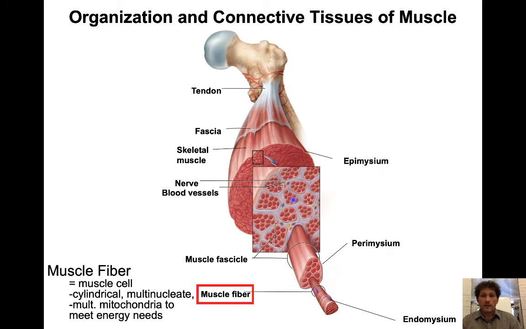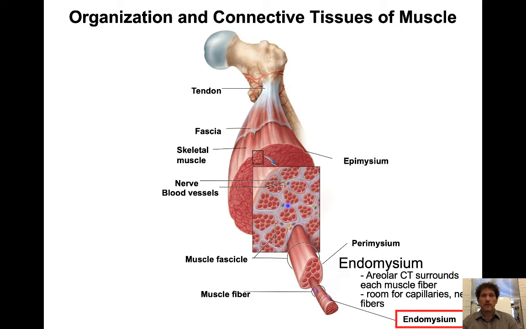Next, we have then, if we look at one of those fascicles, we have bundles of muscle cells, okay? And so they are cylindrical, they're multinucleated, as we mentioned earlier, and lots of mitochondria that are embedded within those individual muscle cells or muscle fibers, okay? So a bunch of muscle fibers is our fascicle, a bunch of fascicles make up our skeletal muscle.